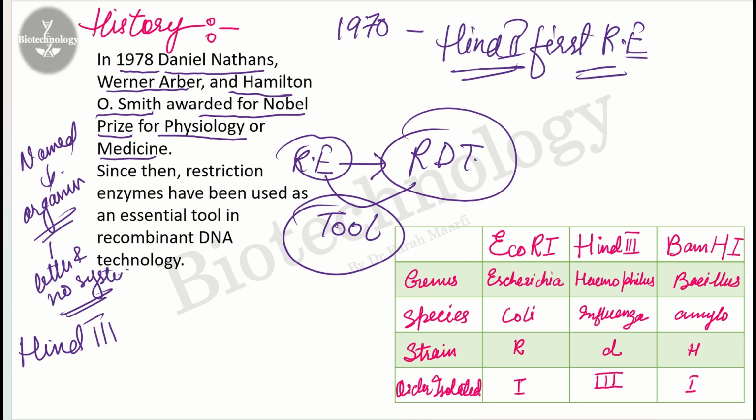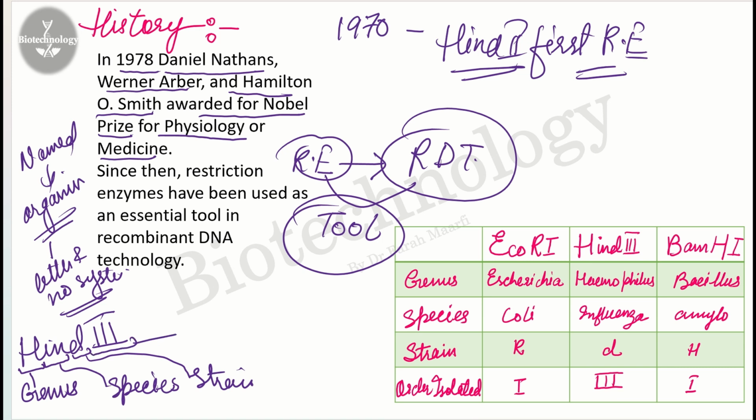For example, HindIII, right? So here H represents Haemophilus, that is the genus. I and N represent the species. D here represents the strain, and III here represents the order in which it is isolated from the particular organism. Let's see a few other examples like EcoRI.